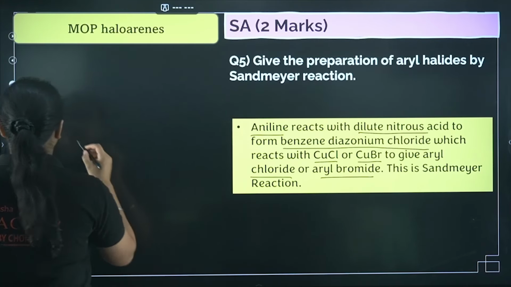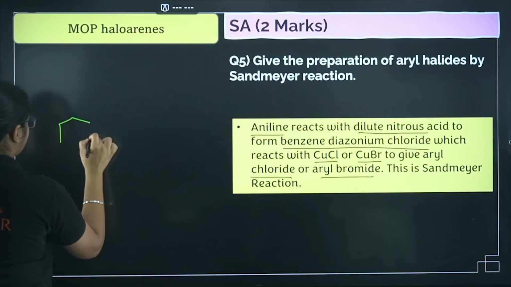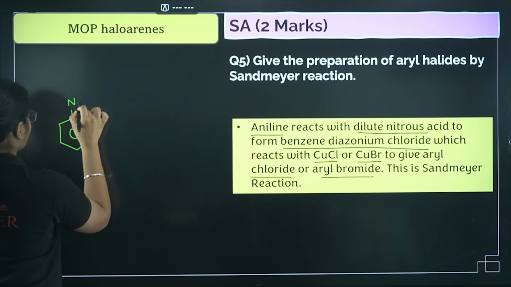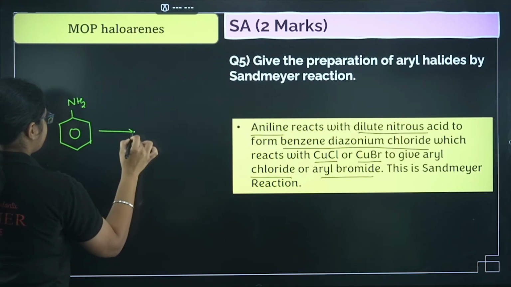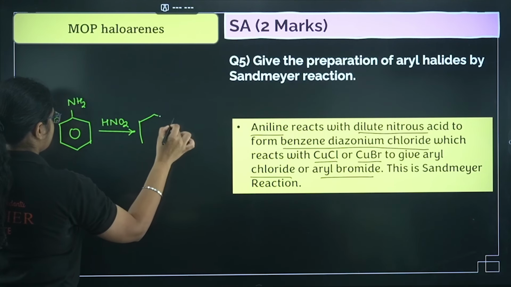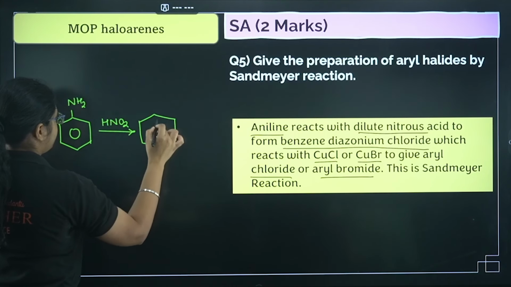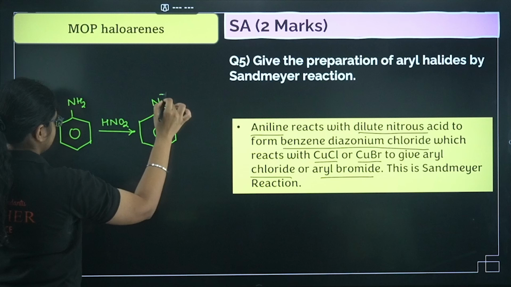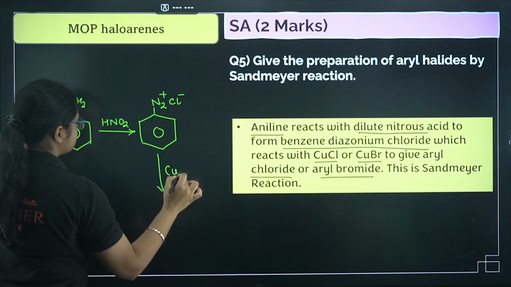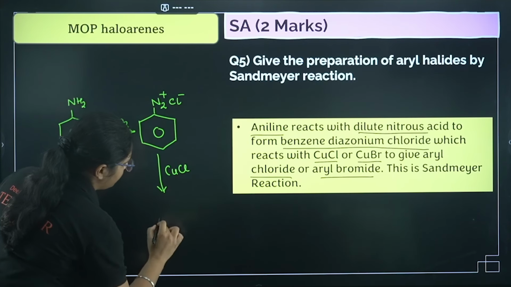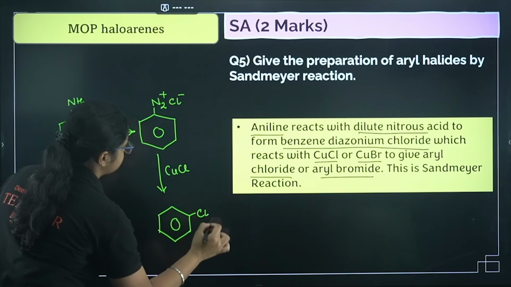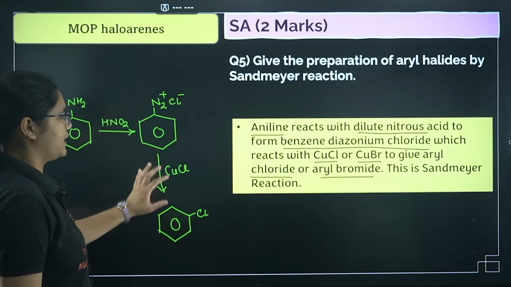Okay, so if I have this one particular, you have first aniline, and then you treat it with HNO2, nitrous acid, then you will get here N2+ and Cl-, okay, and after that if you treat it with CuCl, then you have this particular compound, that is chlorobenzene. Okay, that is the reaction.